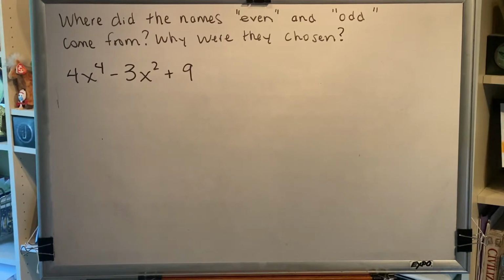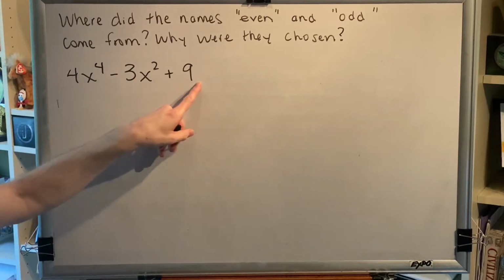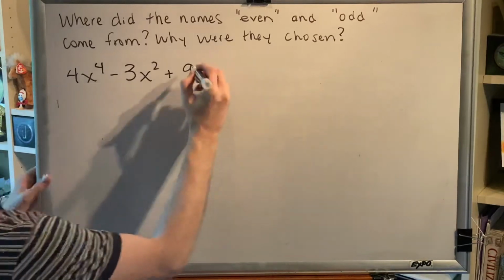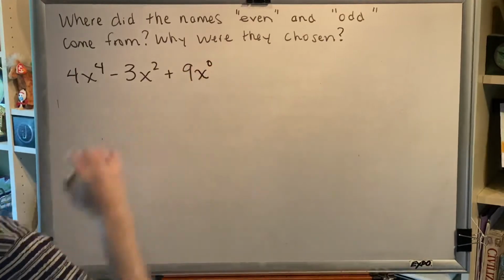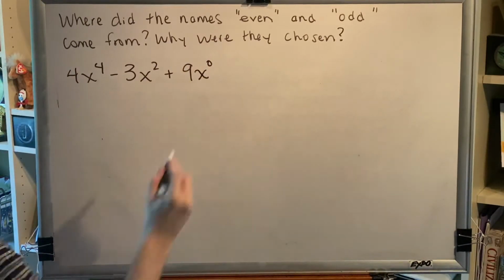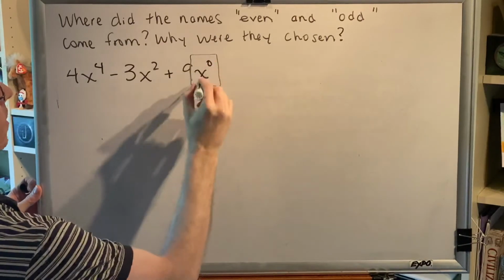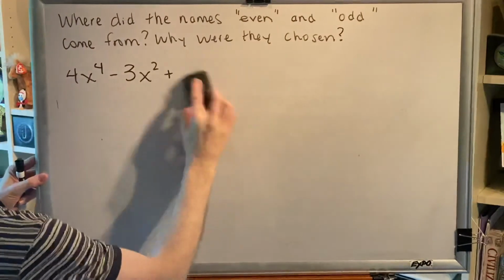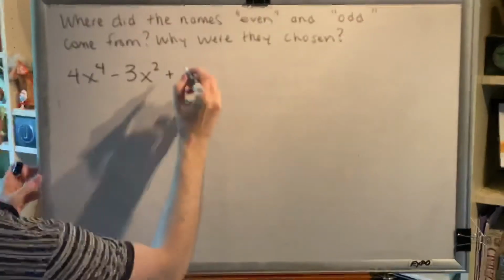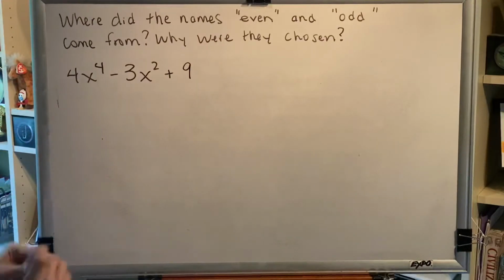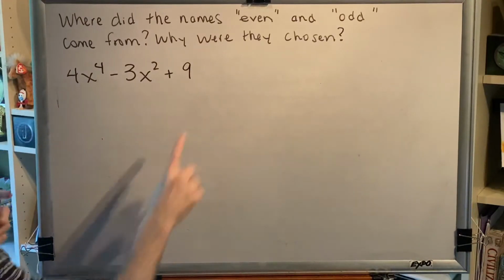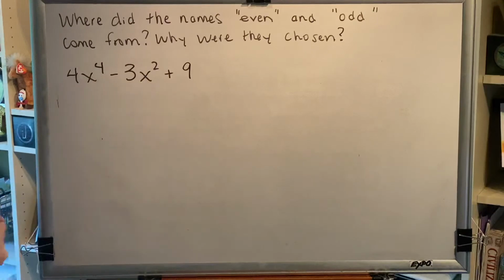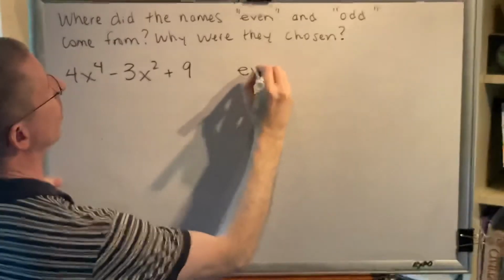The other thing that should be mentioned is that this doesn't technically have an x written, but 9 is the same thing as 9x to the 0, and 0 is an even number. You might recall from your previous math lessons that anything to the 0 power is 1. So this is really just 9 times 1, which is 9, and that's the reason why we can rewrite 9 as 9x to the 0 power. So with this in mind, all of our exponents are even, 0, 2, and 4, and therefore this is an even function.